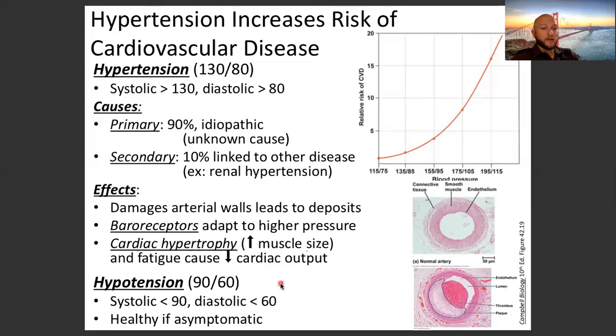Hypotension is systolic lower than 90 and diastolic lower than 60. And this can be fine if the person's asymptomatic. It can also not be fine and also be a sign of a pathology, something going wrong.